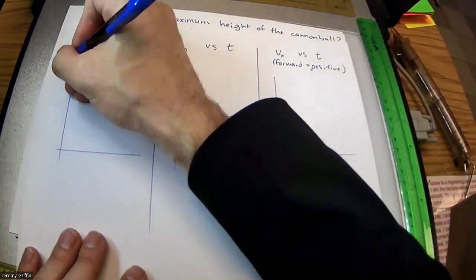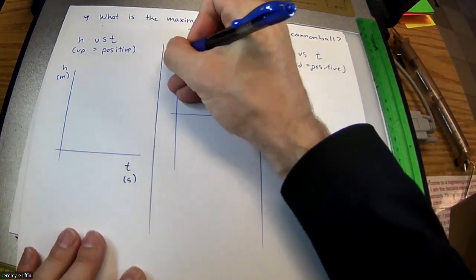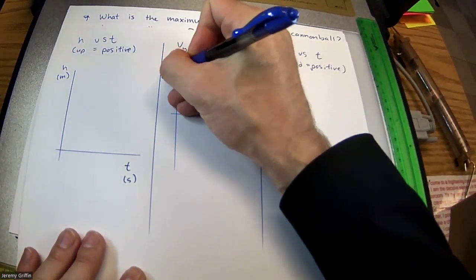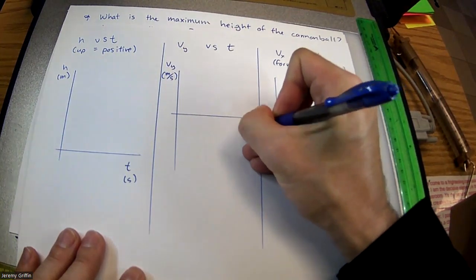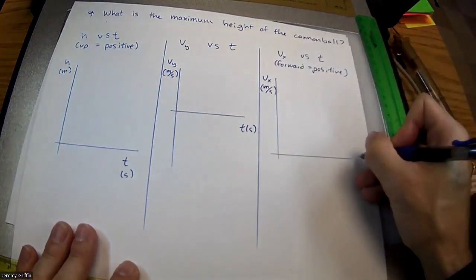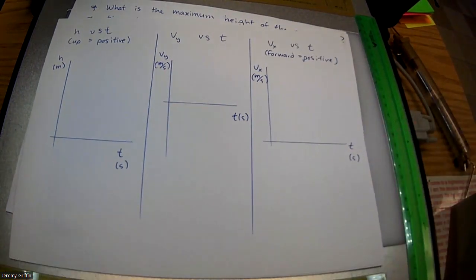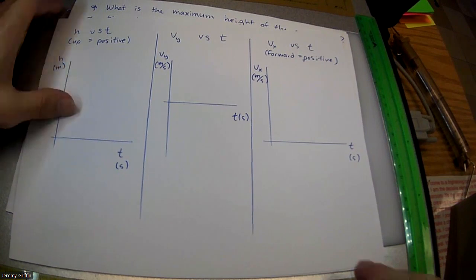Okay. So we got height in meters as a function of time in seconds. We got the vertical component of velocity, meters per second, as a function of time in seconds. And the horizontal component of velocity, meters per second, as a function of time in seconds. All right. Okay. Now, what is this graph gonna look like? Remember what the scenario is.